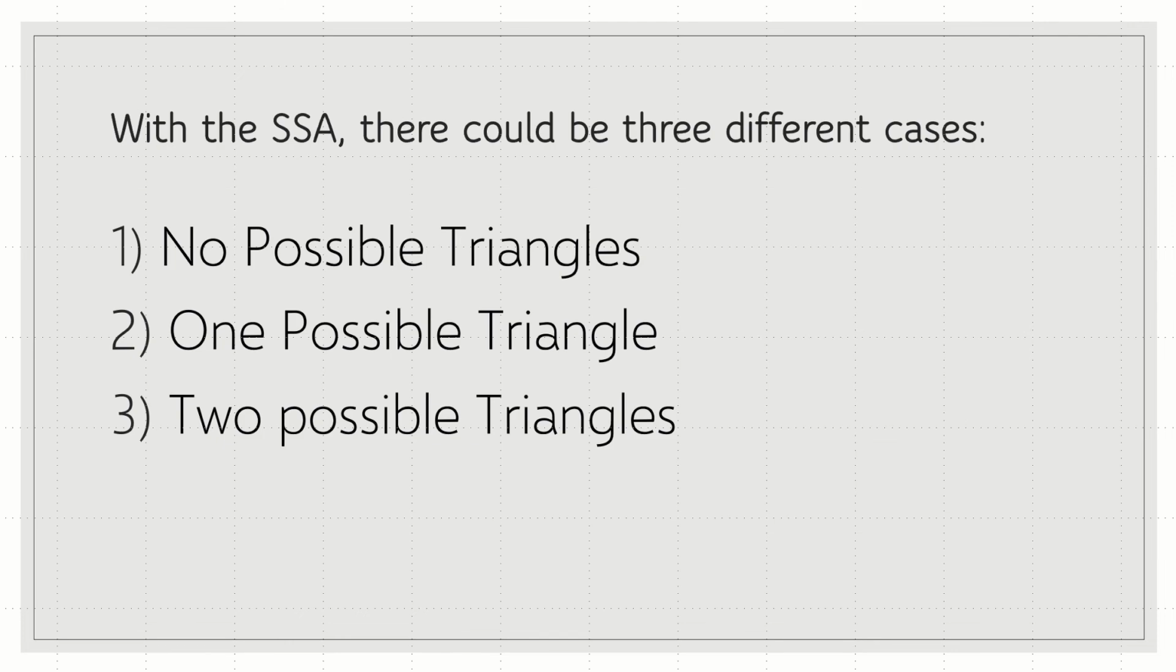Okay, so I did mention that ambiguous means unclear. What that means is that for side-side angle, there could be three different cases. There could be no possible triangles, there could be one, or there could be two possible triangles given certain conditions. So I want to give you some visualizations to help you understand what's going on.